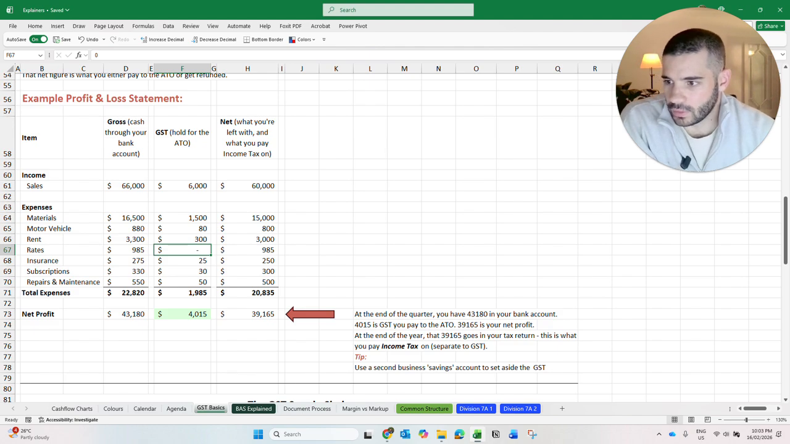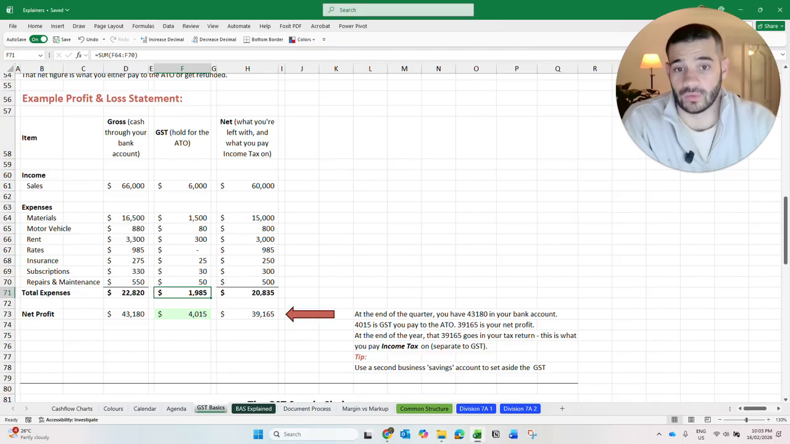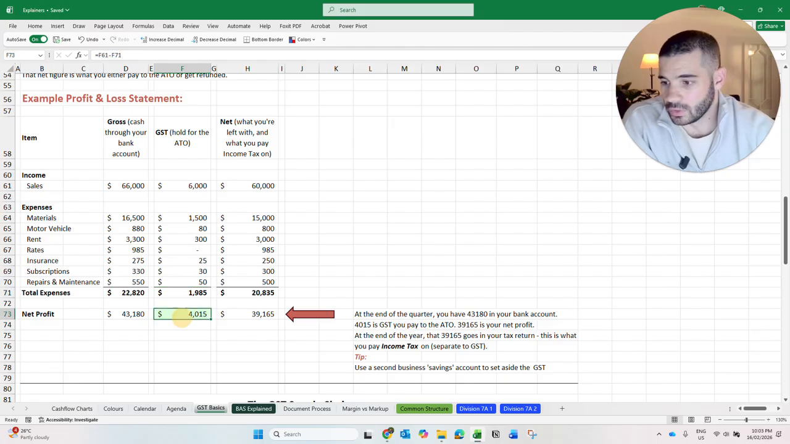Now, if you think about it, we've collected $6,000 worth of GST on our income. We've paid almost $2,000 worth of GST to our suppliers, which means we're left with $4,000 worth of GST. This is our net GST that we owe the tax office in the BAS, at the end of the quarter. And so there's two ways to think about it. It's GST on income minus GST on expenses equals $4,000.